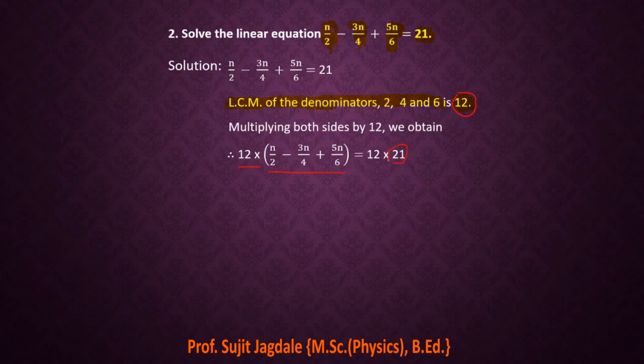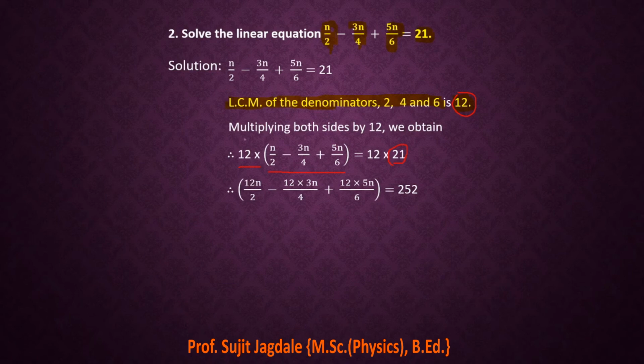that 21 is going to remain as it is. So the RHS number is going to remain as it is because we have to perform the operation on both the sides. So that's why it is very important to keep 12 on both sides. Now again solve that bracket, that means multiply with each term inside that bracket.